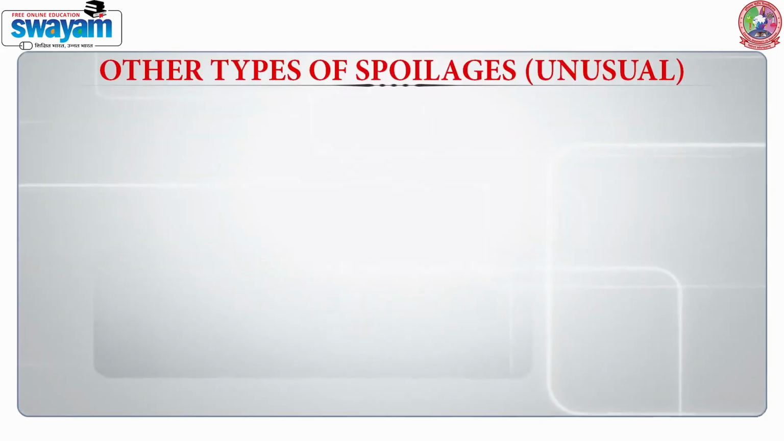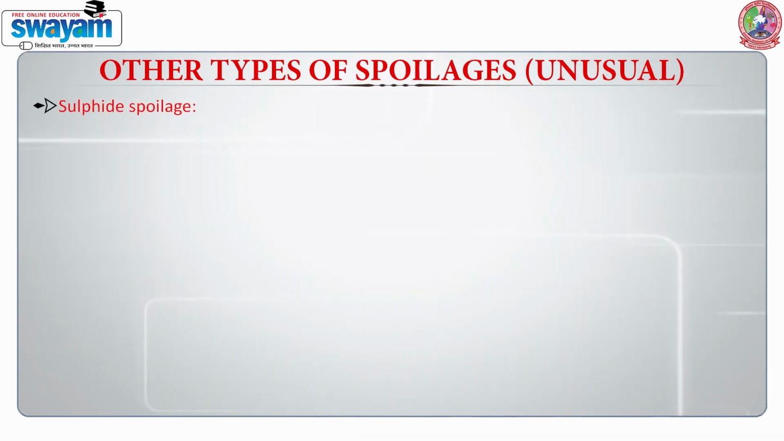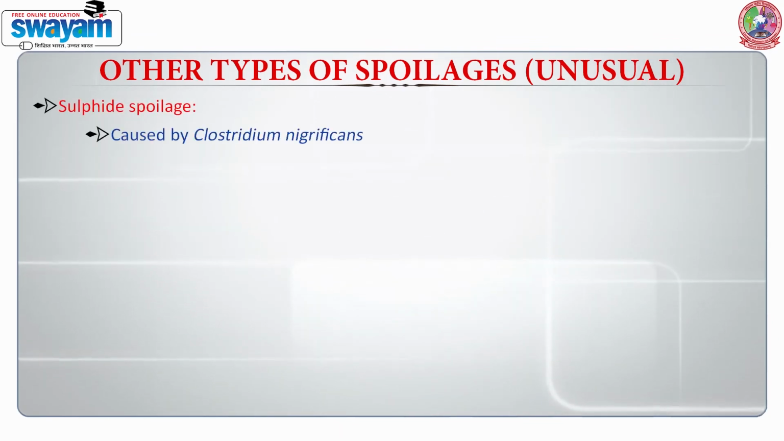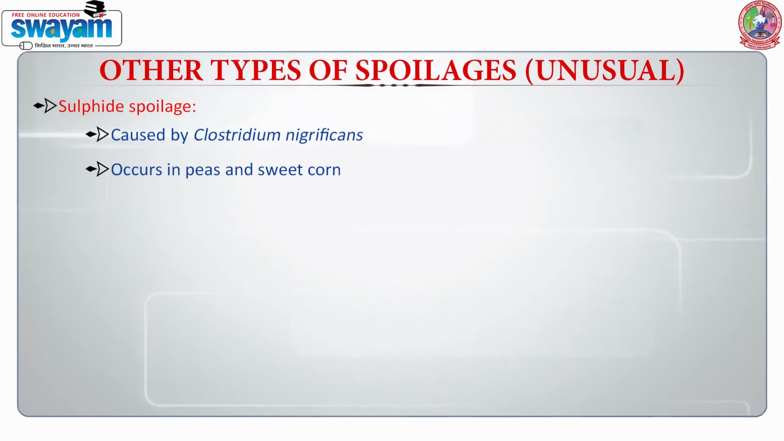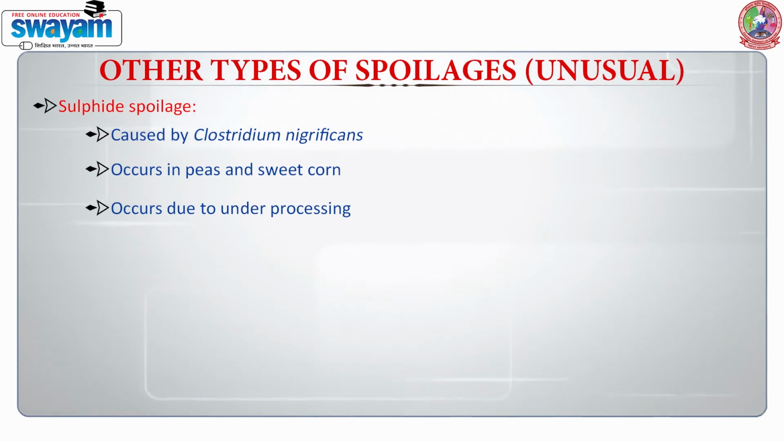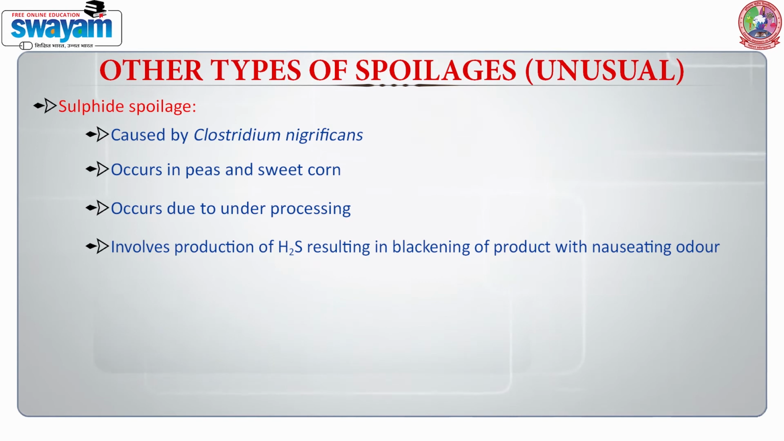Some other unusual types of spoilage are being described now. These are sulfide spoilage, which is caused by Clostridium nigrificans, and it is commonly seen in peas and sweet corn. The reason for its contamination is underprocessing, and it is a result of hydrogen sulfide production, and the product will show a blackened appearance and can have a nauseating odor.